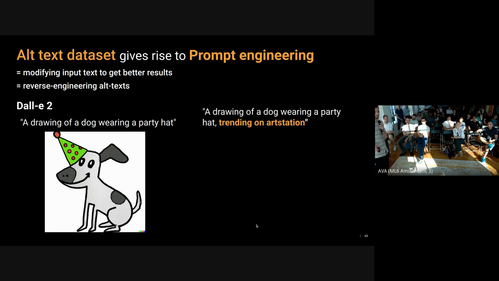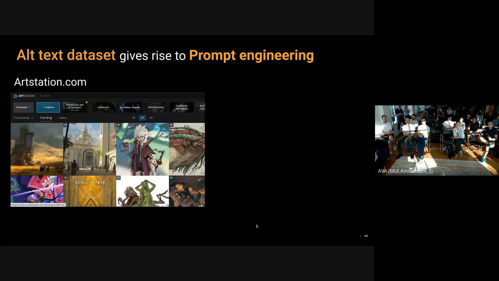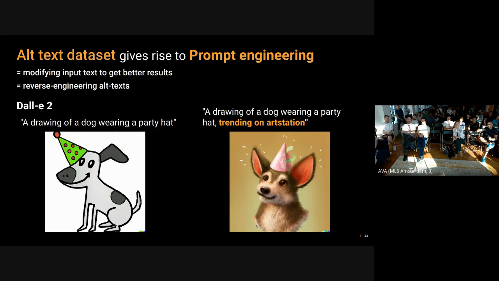But what if we add trending on ArtStation? And we get this, which is a lot better. It's a lot better. So that's a bit weird. Where does that come from? Well, it can be explained by the alt text. What? It's a deer, it's not a dog. It's a dog. No, maybe a bit like this. Okay, let's kind of get time.